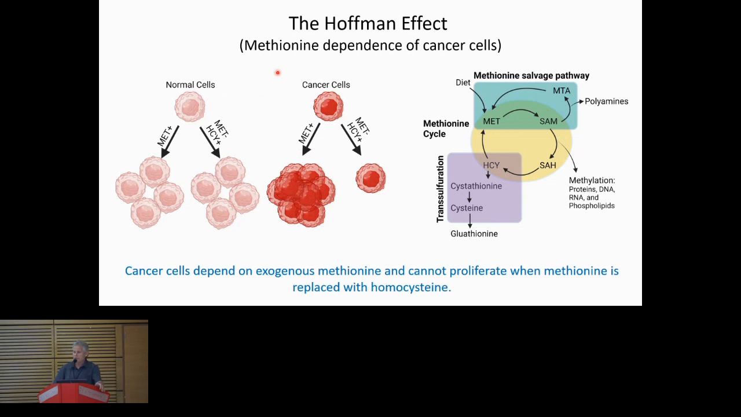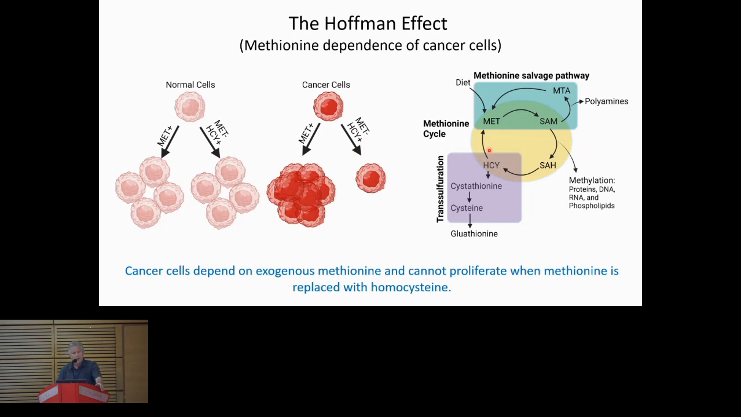But if you start to starve the cells of methionine, and you give them the precursor of methionine, which is homocysteine, instead, they stop growing. They are not able to proliferate at the same rate as they usually would. And this is not because cancer cells cannot convert homocysteine into methionine. It is simply that the demand of the cancer cell to proliferate requires a much higher concentration of methionine.